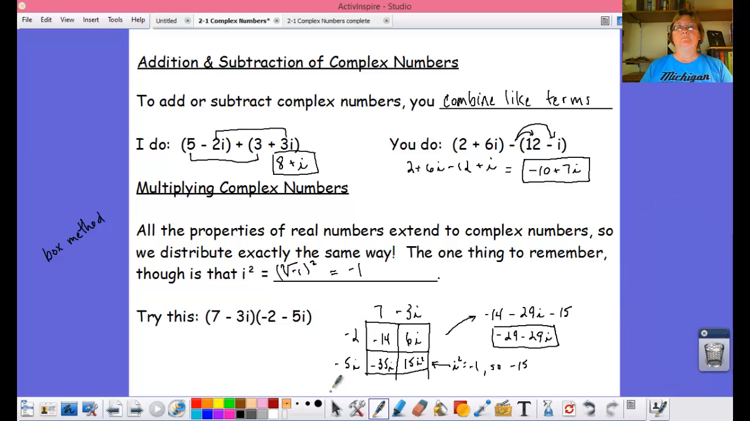Here's my work for this one. I set up the box with my two complex numbers, one on the top, one on the side. I did the box method, which is multiply row heading times column heading to fill in an entry in the table. When I got down here, I have to remember that i squared is the same thing as -1, so this is really saying 15 times -1 or -15. Then it's combine your like terms, and I have -29 minus 29i. So we've multiplied those complex numbers.